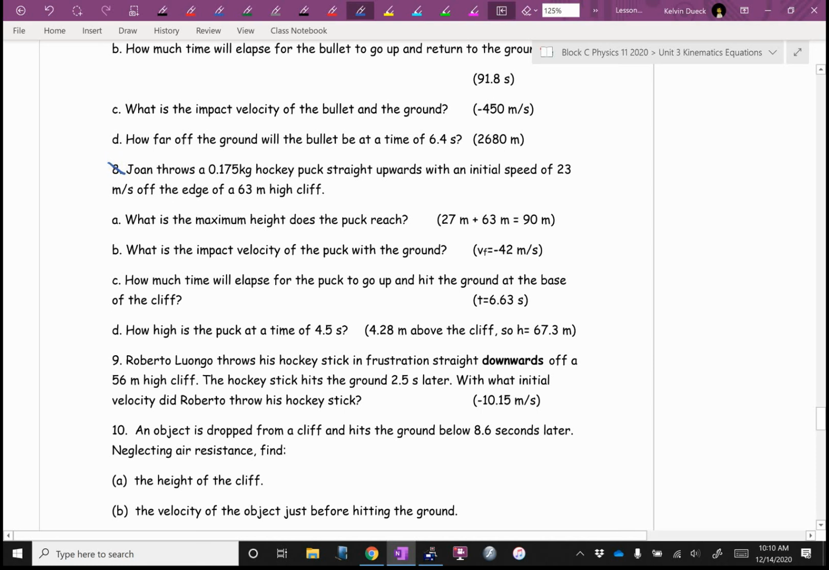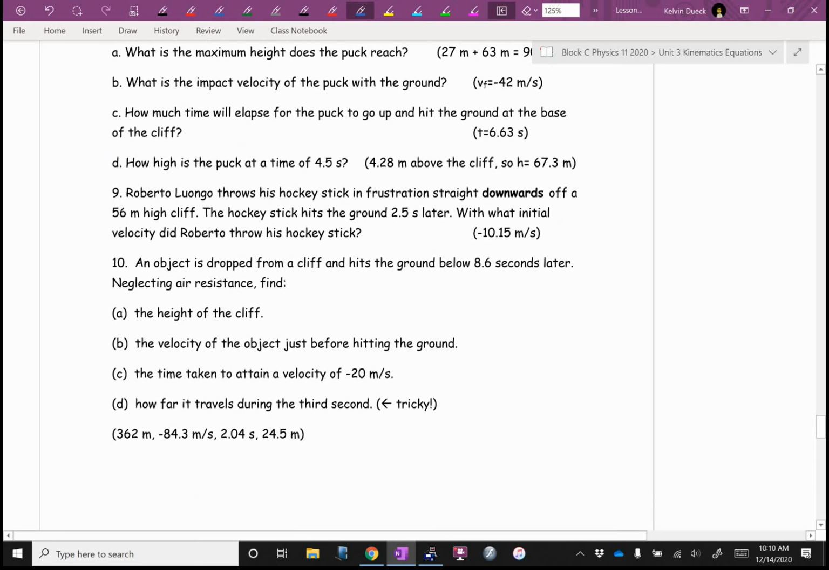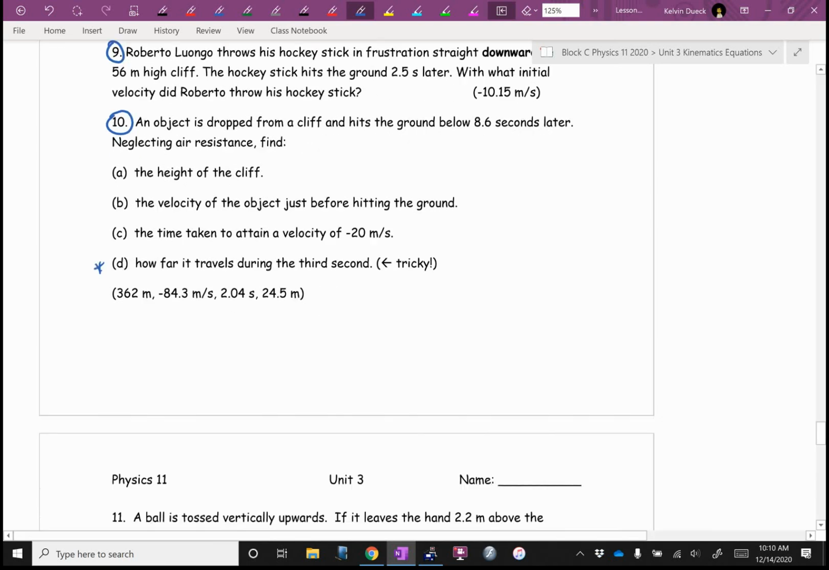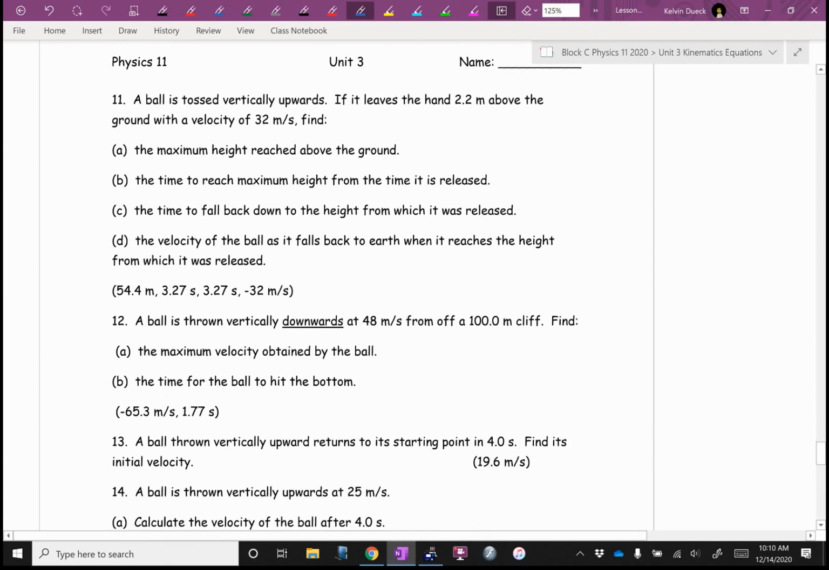Skip 8. Boy, you can tell when I typed this up because Roberto Luongo makes an appearance, so that must have been a while ago. 9 is good. 10 is good. 10D, there's your part of the homework I haven't talked about yet. See if you can figure it out. Otherwise, I'll talk about it tomorrow afternoon, or maybe later on in class today because we're done.